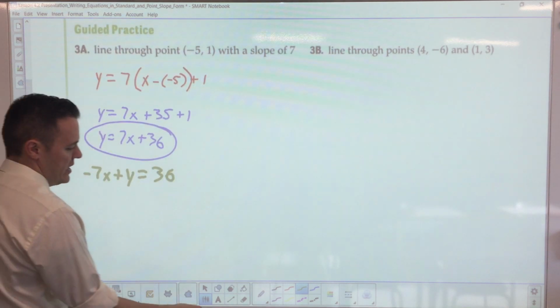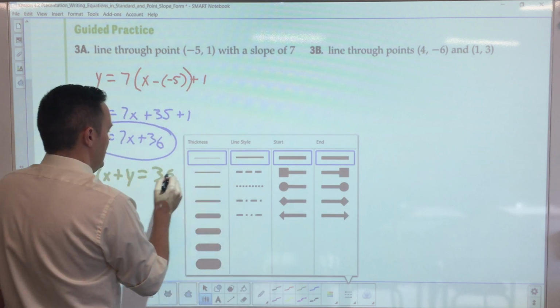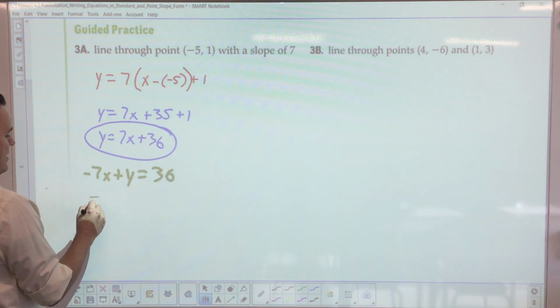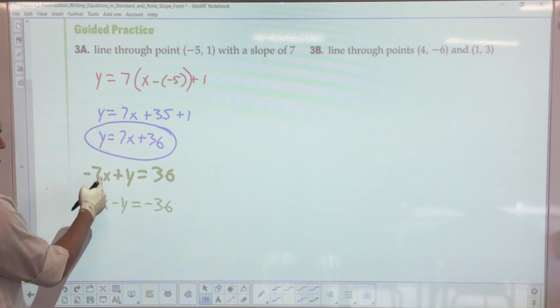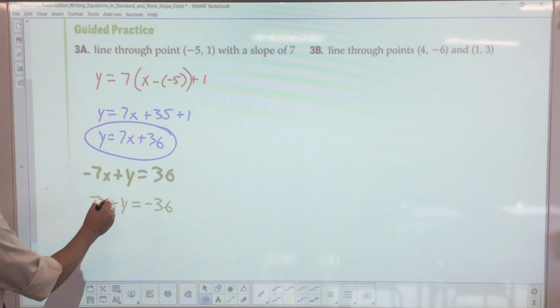But also remember, ladies and gentlemen, you might see it on a test if they try to trick you: 7x minus y equals negative 36. These two things are the same thing. Get used to seeing that. There's your standard form.